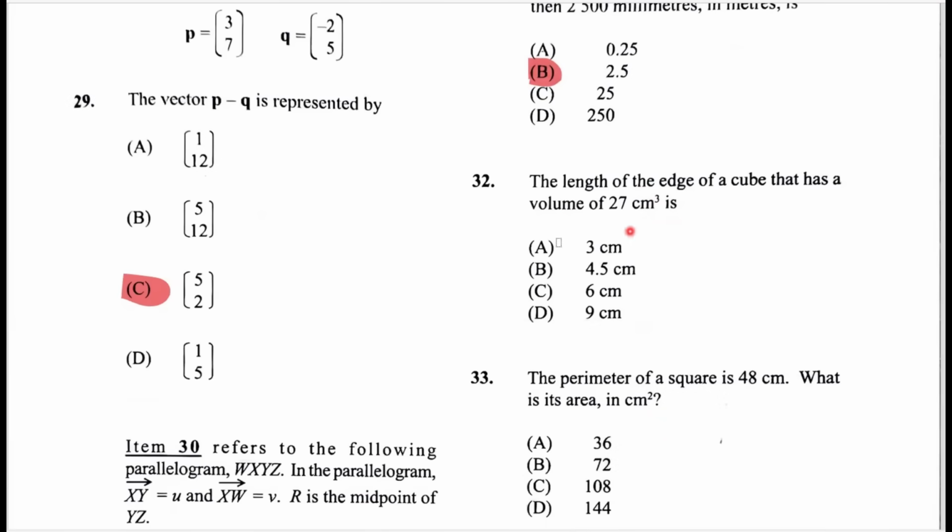Length of the edge of a cube that has a volume of 27 cm cubed. What by what by what will get 27? That's 3, because you know the volume of a cube is side by side by side. So 3 by 3 by 3 will get 27, right? So the side is 3.